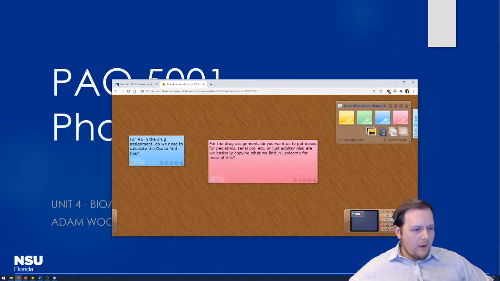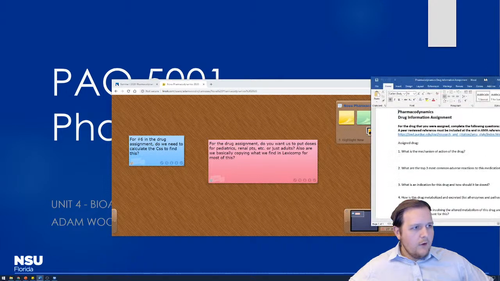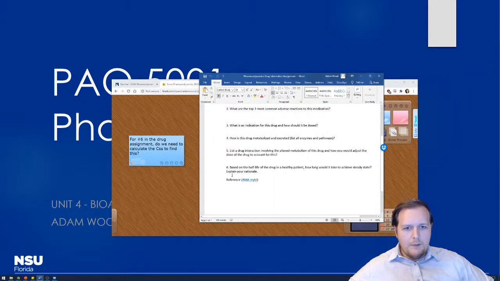So let me go back to the question actually. Number 6 is: based on the half-life of the drug in a healthy patient, how long would it take to achieve steady state? So you don't have to calculate a CSS because it may be different depending on how you're dosing it and who you're using it for. But roughly it's 4 to 5 half-lives. So it's actually as simple as saying it's 4 to 5 times whatever the general half-life is for that particular drug.